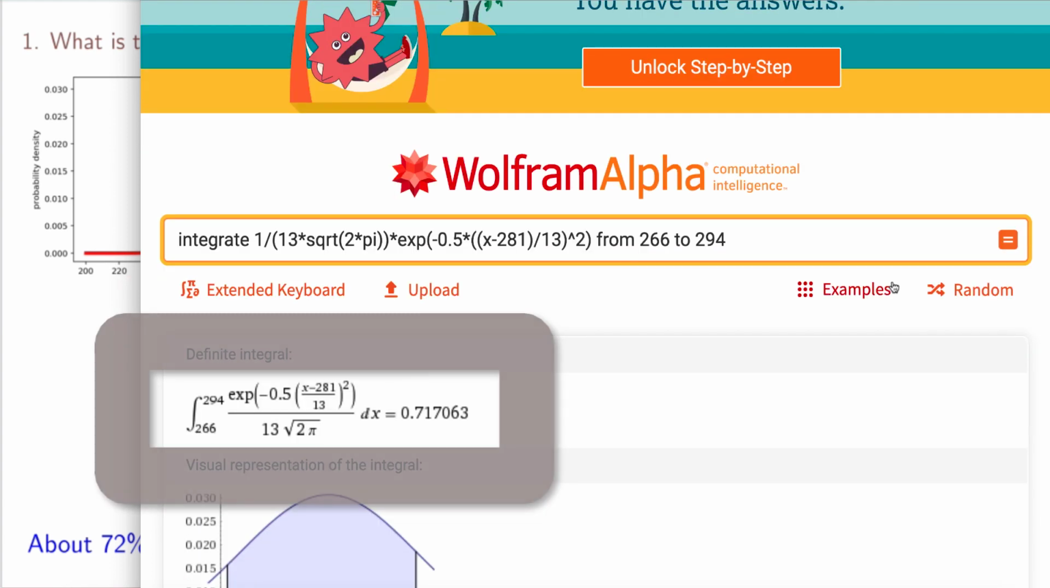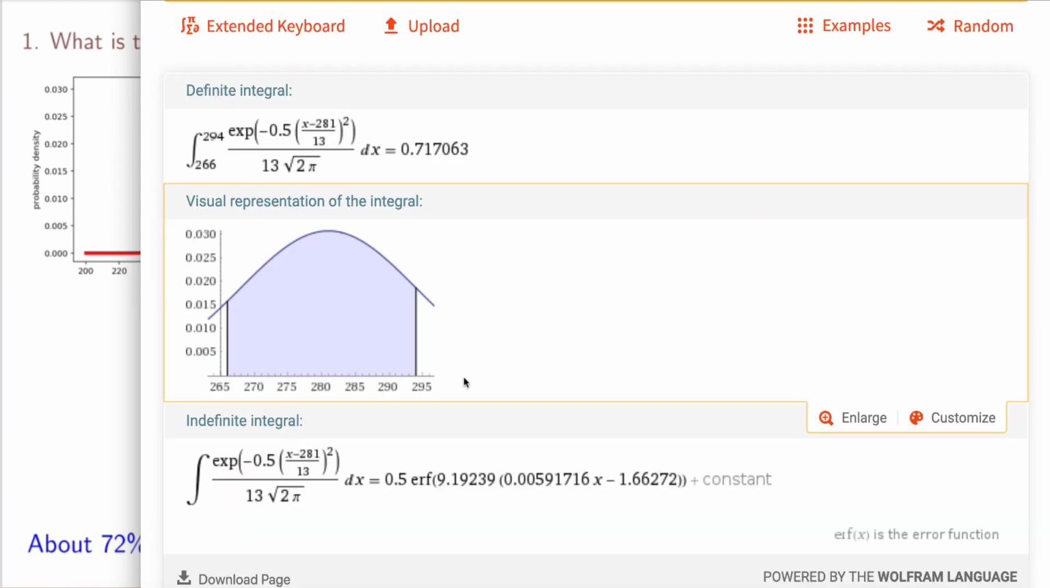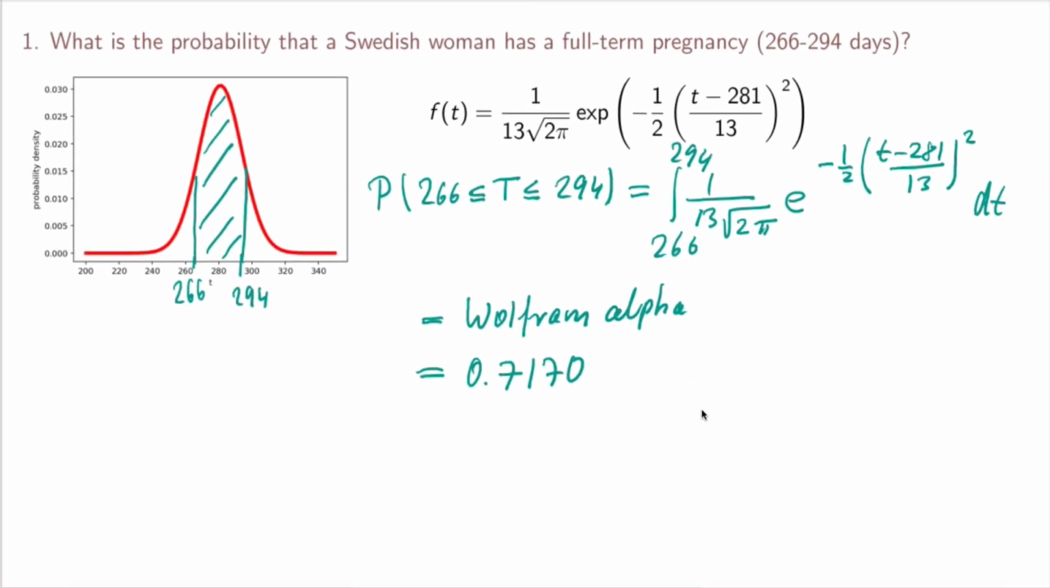And so what it does, it gives you the answer, 0.717063. Even more so, it shows you this nice graph of the area under the curve. Basically what I have drawn out already. So what's our answer? 0.7170. So which means about 72% of women in Sweden have a full-term pregnancy.